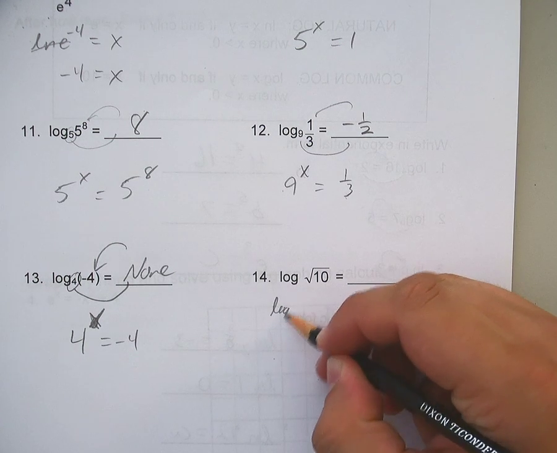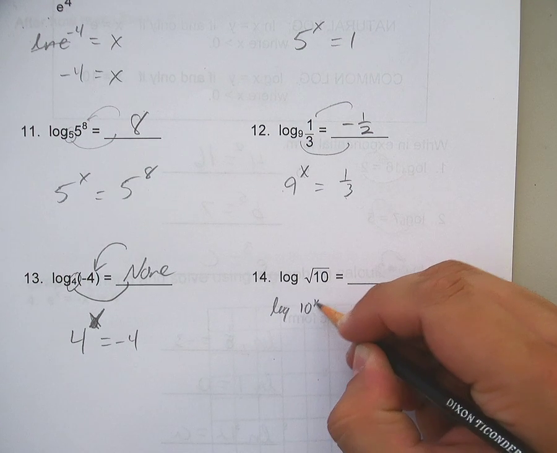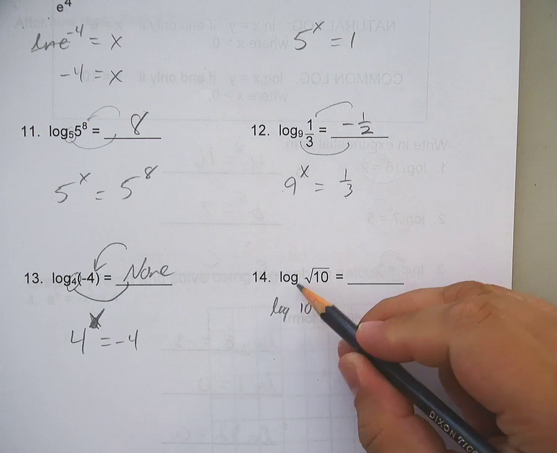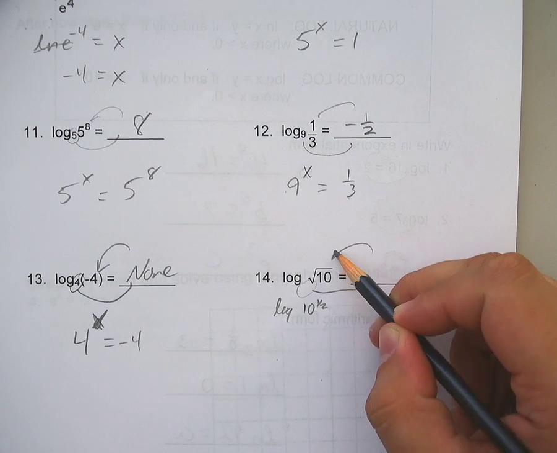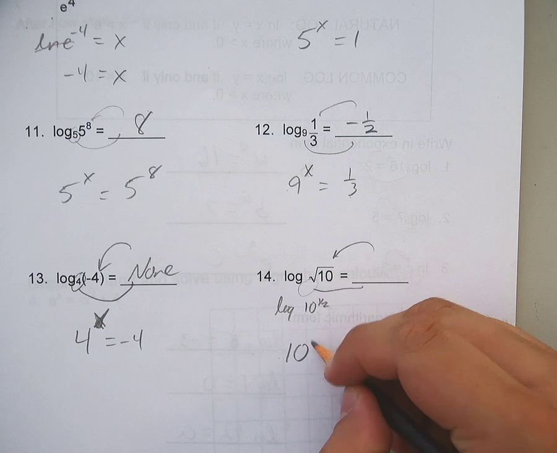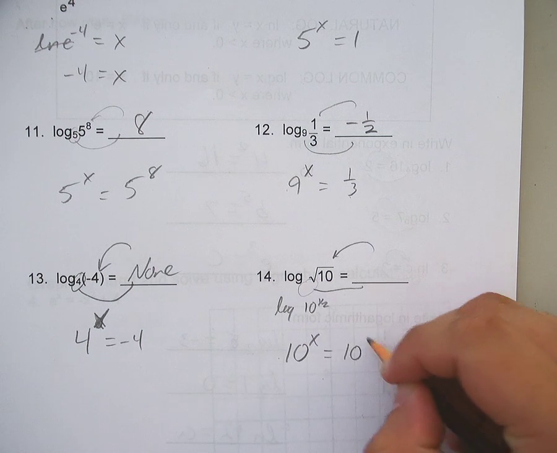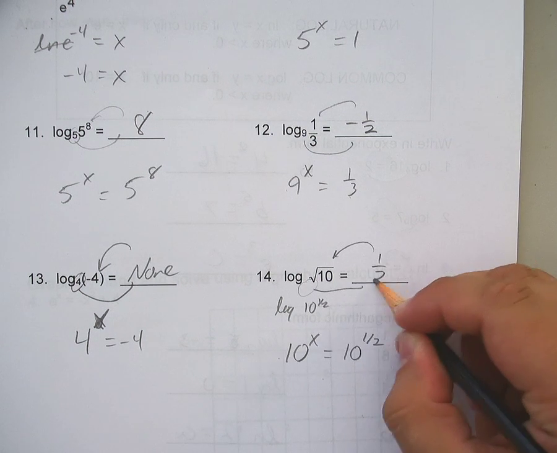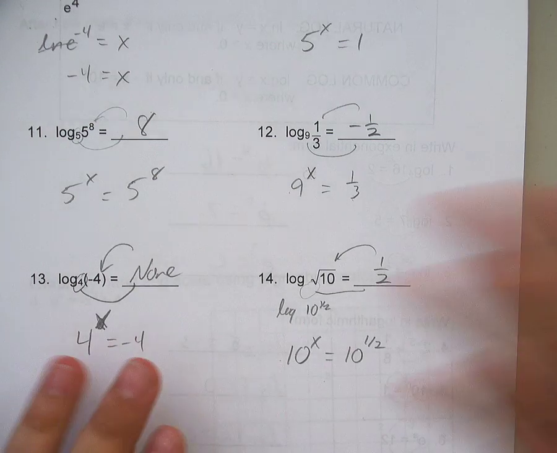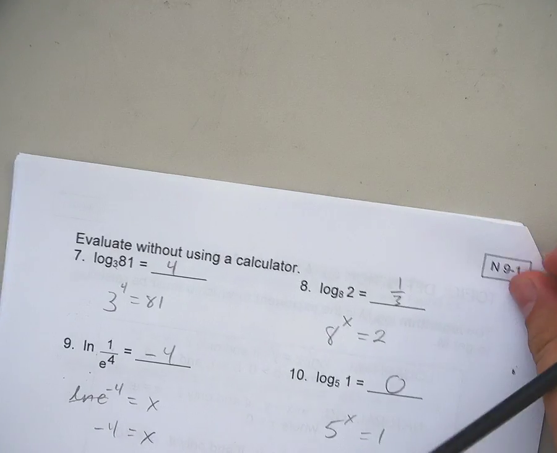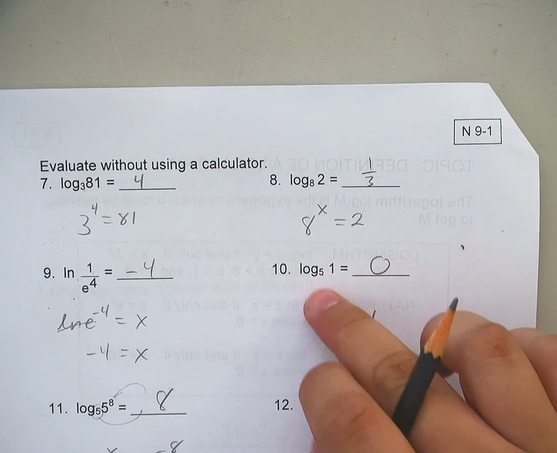Rewriting this, we've got log 10 to the 1/2. And since I don't have a base, I assume it's 10. 10 to what power gives you 10 to the 1/2? Well, that's the 1/2 power. And I'm sorry, I should have been doing this without a calculator the whole time, which obviously is pretty easy to do. You're just looking at that circle.